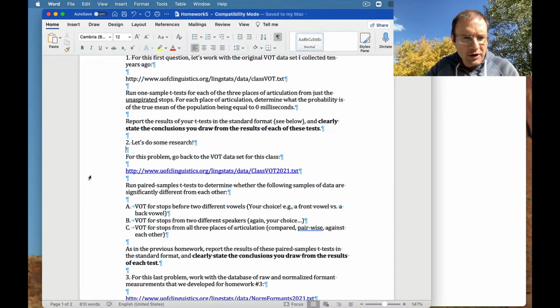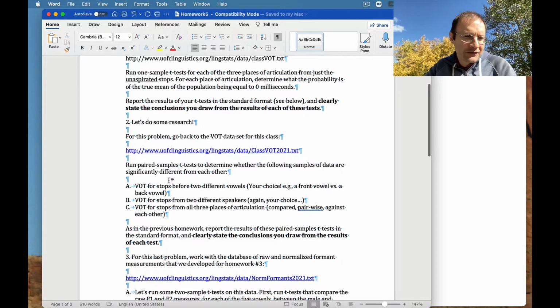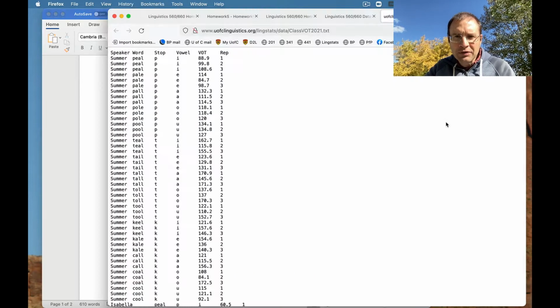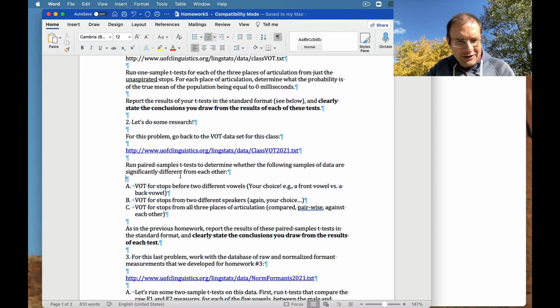But either way, what I want you to do for this one is to run paired samples t-tests instead of one sample t-tests. And I want you to determine whether the following samples of data are significantly different from each other. So number 1, I want you to look at VOT for stops between 2 different vowels. There are a lot of stops produced next to the vowel E here, or the vowel A. There's 5 different vowels, right? Just pick 2 of them and tell me whether the VOT is consistently different between one vowel and another. I'll let you figure out how to do that.